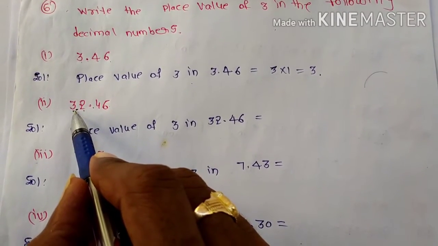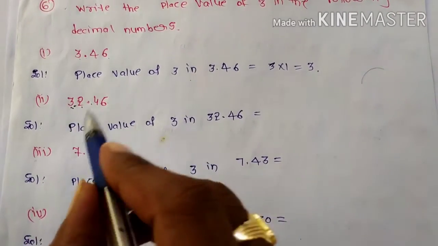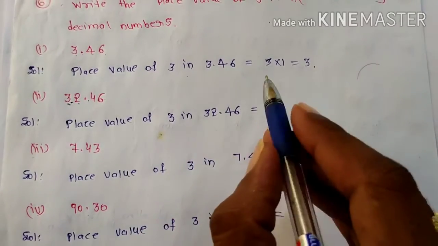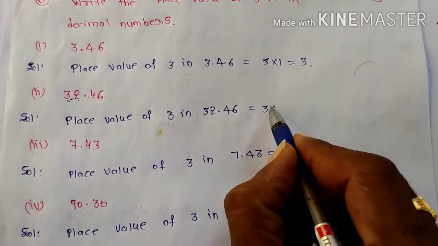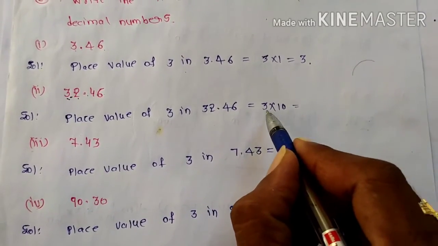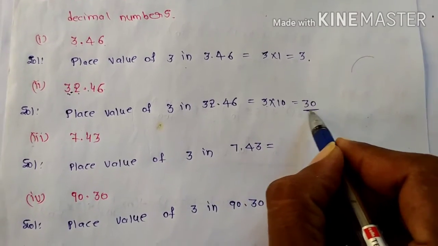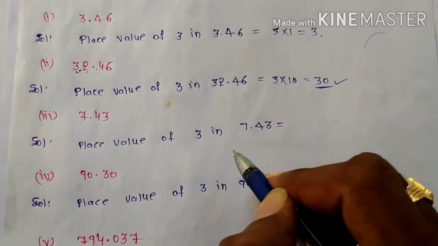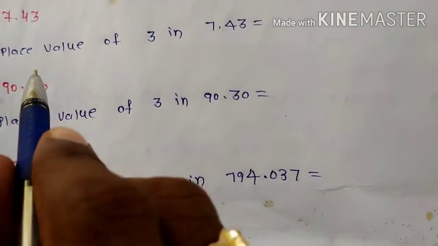This is at tens place. Tens place or not? So that you can write here, place value of 3 in 32.46 is equal to 3 into 10. So I am writing here 3 times how much? 30. Your answer is how much? 30 is your answer.